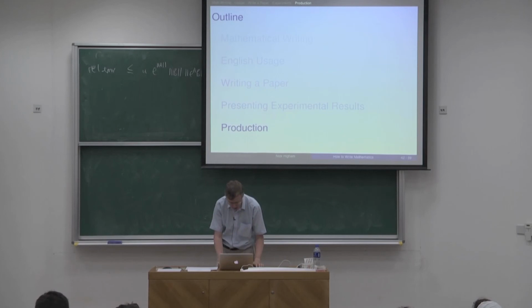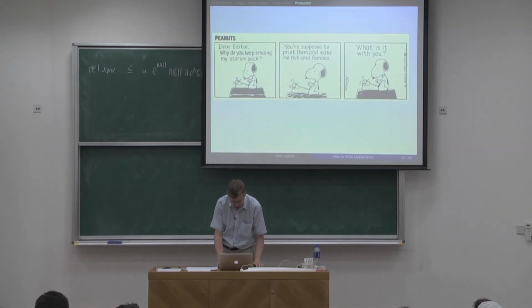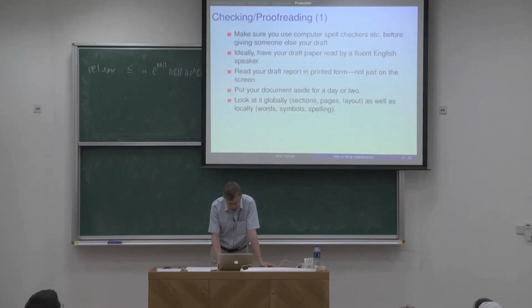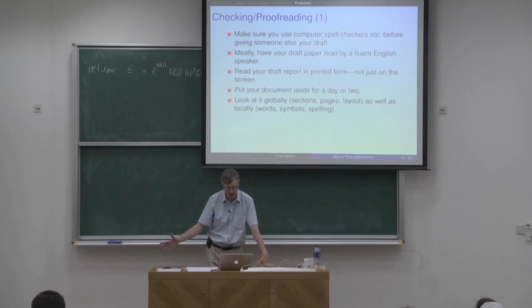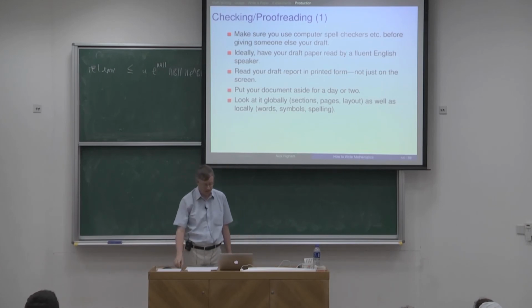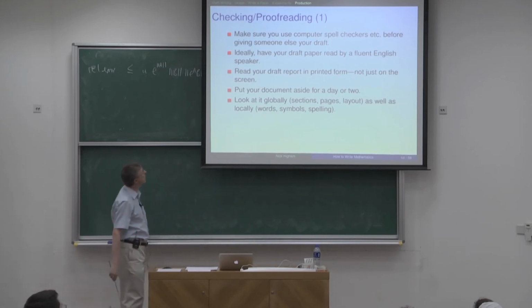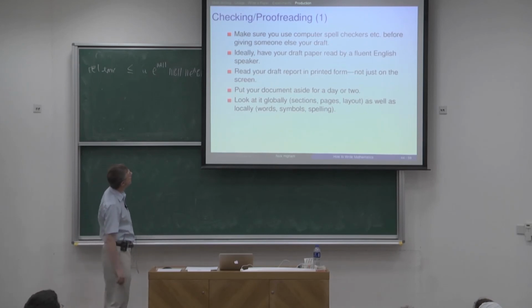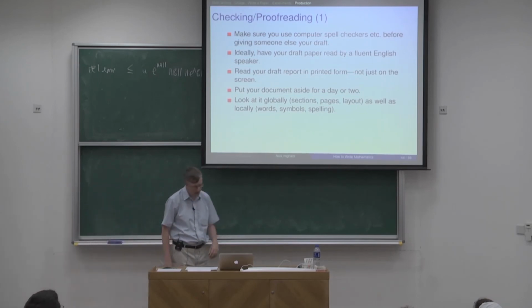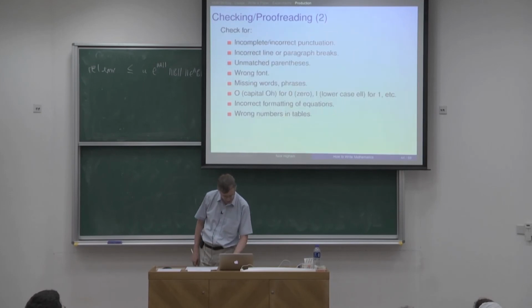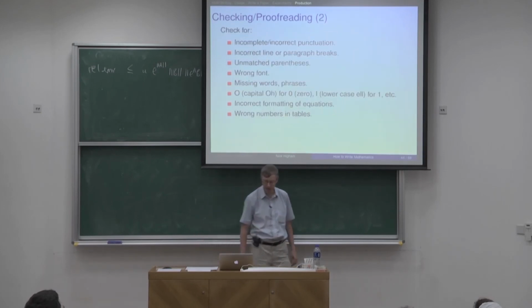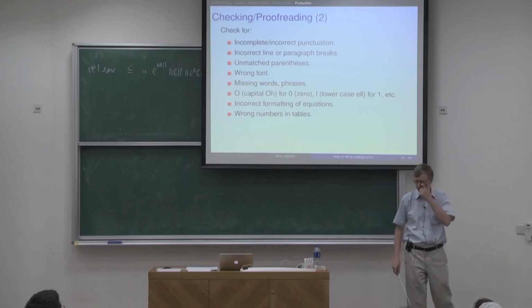Just to finish off, a few words about the final stages of the process of production. Proofreading. So when you eventually get that paper submitted and it's been typeset and you get the proofs back, what do you then do? I think most of these comments apply to when you're writing the paper. But when you get the paper back, there's a whole load of things you need to think about.